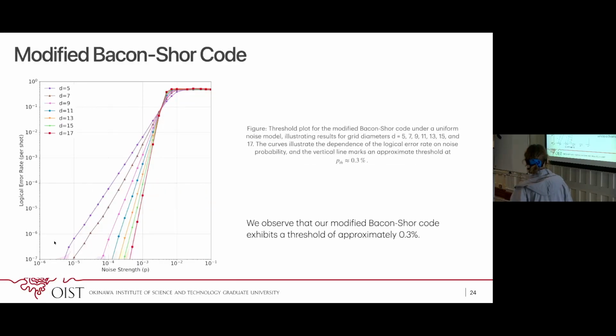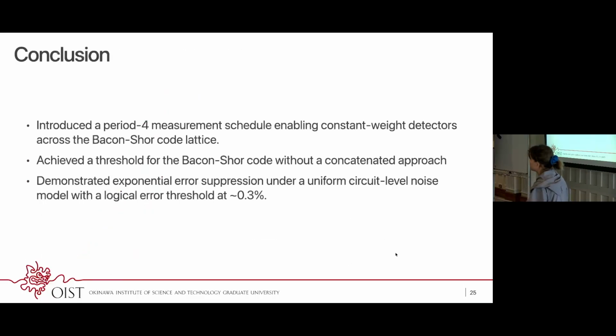So this is our plot that shows the logical error rate as a function of physical error rate. We observe a clear cross point at the physical error rate of around 0.3%, which is the threshold that we observed. So this is the conclusion for this project. We introduce a period 4 measurement schedule that enables us to get constant weight detectors. Also, we achieved the threshold, which is around 0.3%, under uniform circuit level noise.